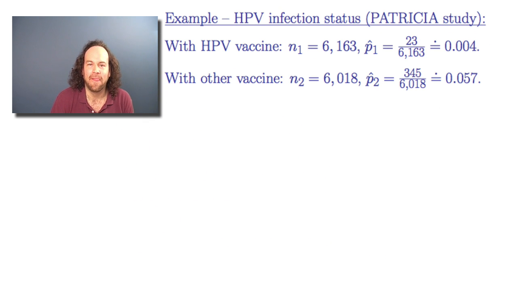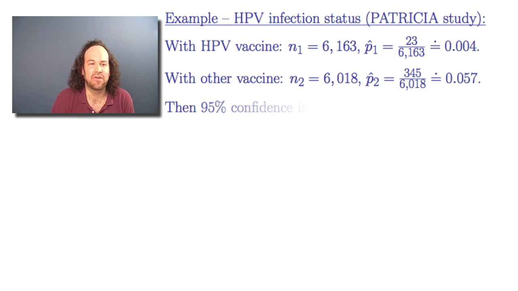For a final example, let's go back to that study of the HPV vaccine and how it affects HPV infections. Remember that they had a large sample of 6,163 young women who'd gotten the HPV vaccine, and they found that only 23 of them got HPV infection. They also had a sample of 6,018 young women who got some other vaccine, and they found that 345 of them got infected. So the question is whether this allows us to conclude that this HPV vaccine is useful, and indeed how much did it affect the infection rate.